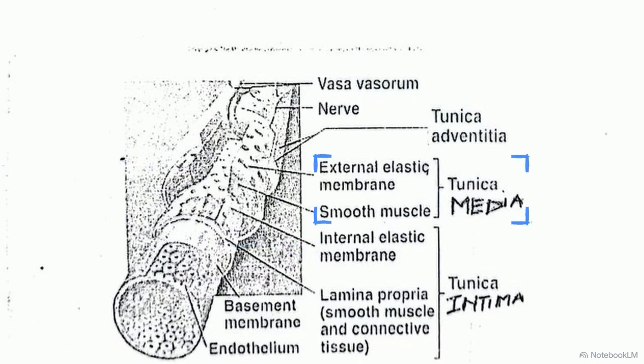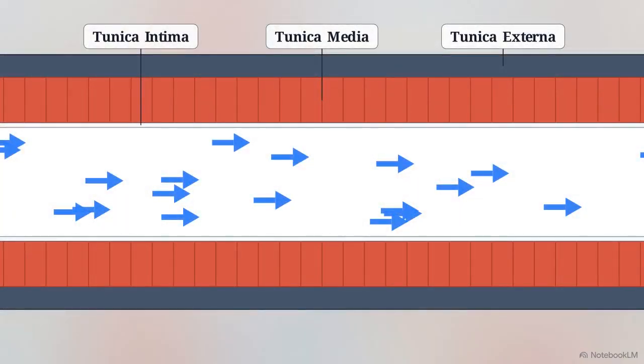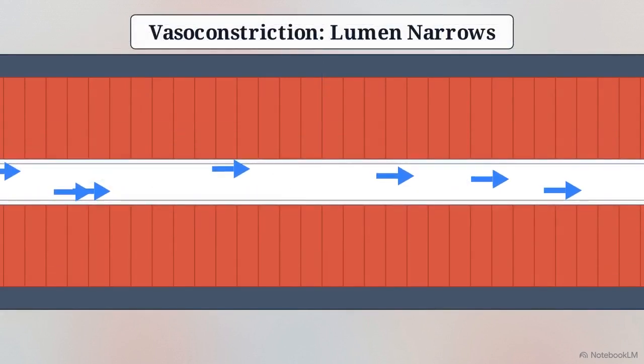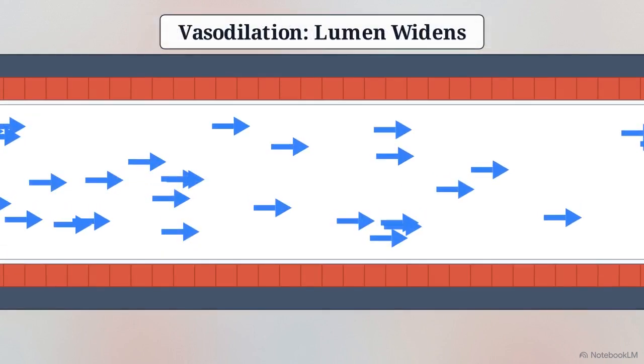The middle layer, the tunica media, is typically the thickest section, composed of circular smooth muscle cells and elastic fibers. This layer dictates vascular resistance. When sympathetic nerve fibers stimulate the smooth muscle to contract, the lumen narrows in vasoconstriction. When it relaxes, the lumen widens in vasodilation, allowing more blood to flow.